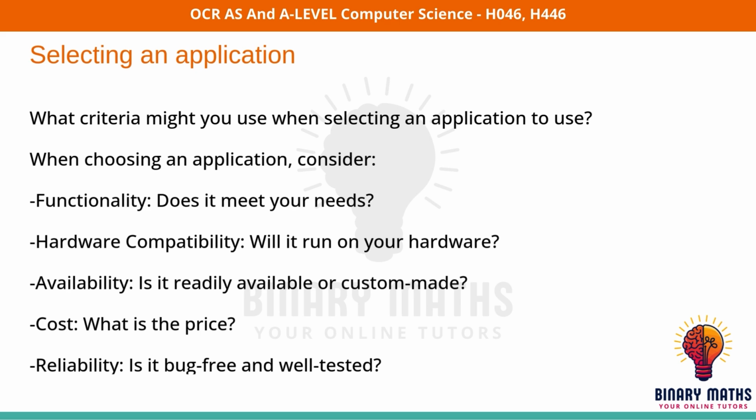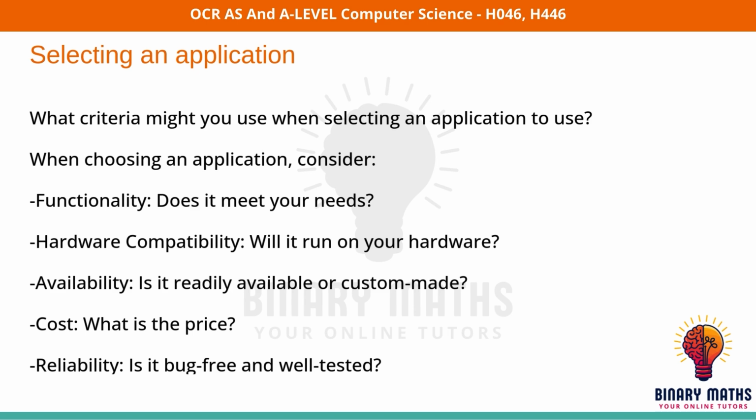When choosing an application, several factors need to be considered to ensure it meets your needs. These factors include functionality, hardware compatibility, availability, cost, and reliability. Functionality is the most critical factor. You need to ensure that the software can perform the tasks you require. For example, if you need software for graphic design, you would look for features like image editing, layer management, and vector graphics support.